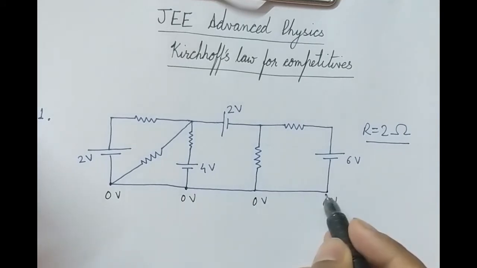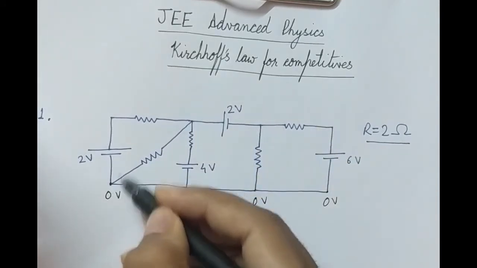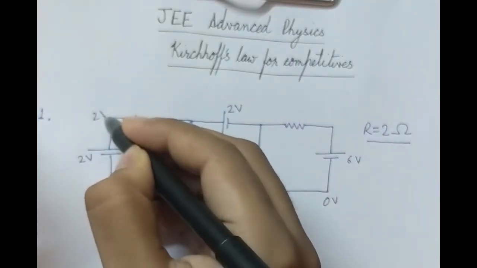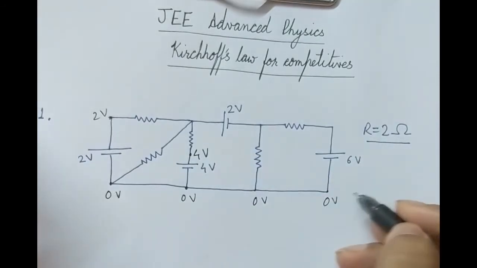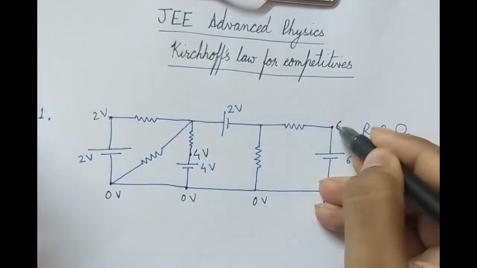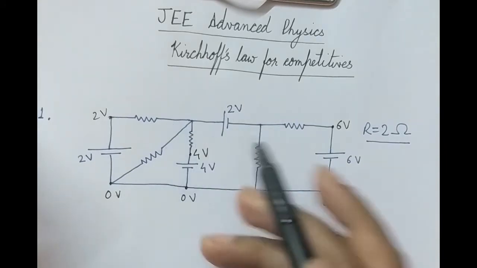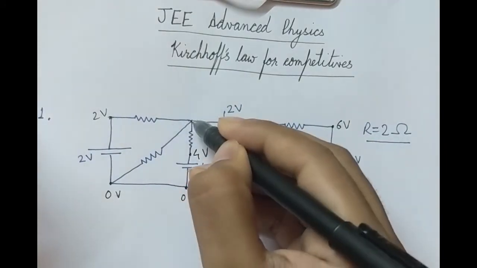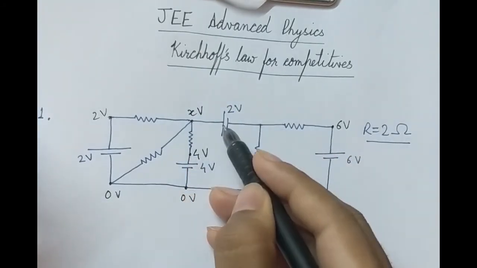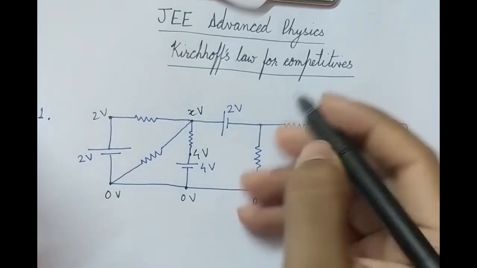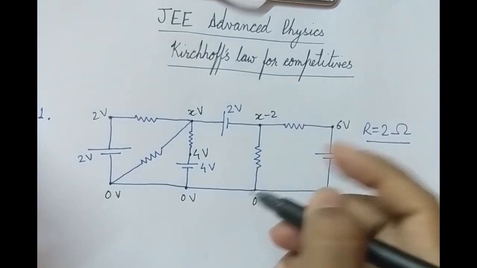Since they're all connected with nothing in between, they'll all be the same potential. Since this is 0 volt, this has to be 2 volts. This is 0 volt, this point becomes 4 volts. If this is 0 volt, this point becomes 6 volts. But I still can't find these two junctions across the resistances. So I assume that this point is at X volts. If this is at X volts with the positive terminal at X volt, the negative terminal has to be at X minus 2 volts. Now I can move ahead with my sum.